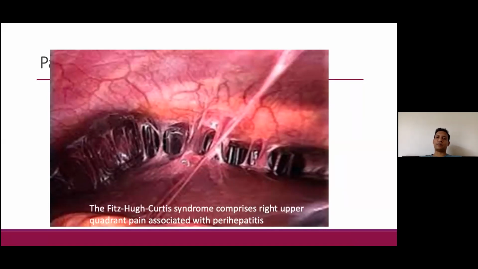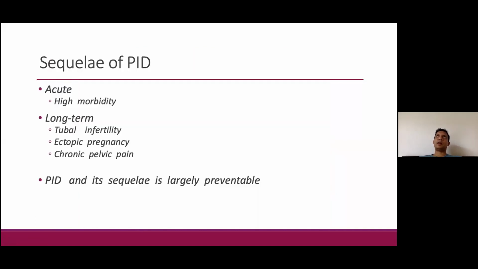Fitzhugh-Curtis syndrome, right? This is due to what we call perihepatitis. The liver is not infected, but the lining has got infected, and it's called perihepatitis, right? And we call it Fitzhugh-Curtis syndrome. It's a pathognomonic feature of what we call acute PID, right?